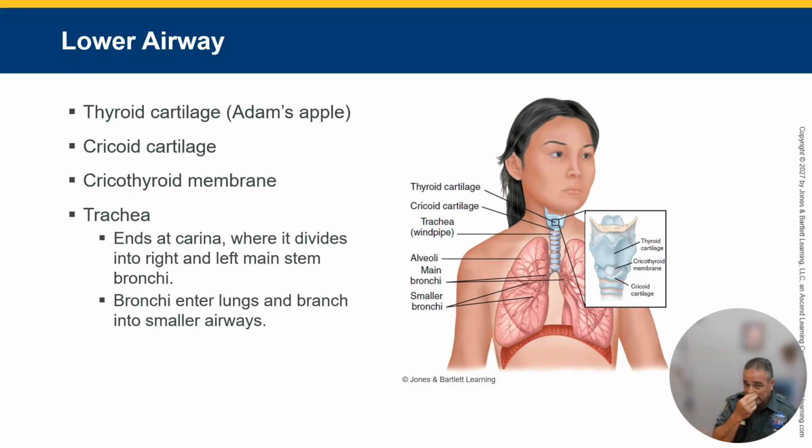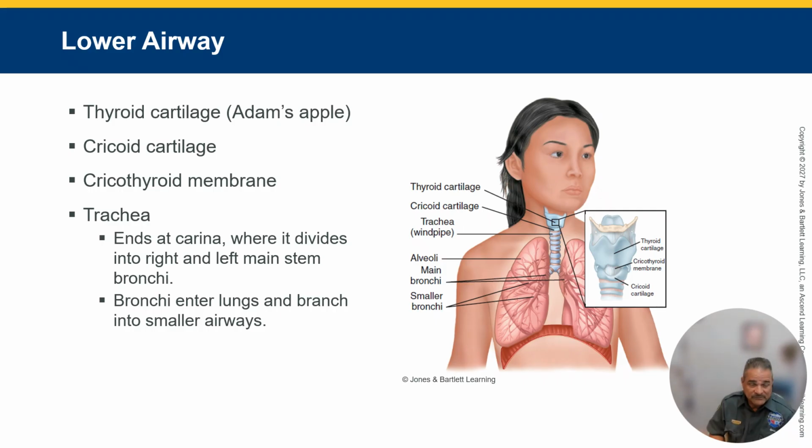All right, so the lower airway. Thyroid cartilage, which is where your Adam's apple is. Everybody feel that? There it is. Cricoid cartilage, cricothyroid membrane, that begins the division down into the lower airway. The thyroid cartilage is really like gristle. It's very hard and thick, and it protects your trachea. It gives it a level of protection from just day-to-day kinds of things that we may do.